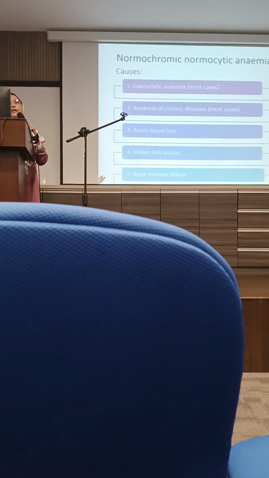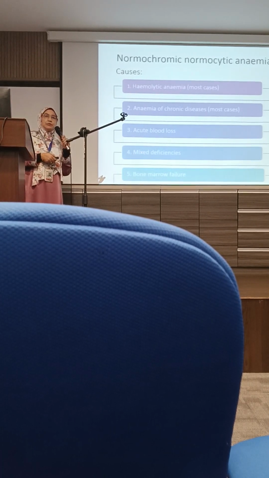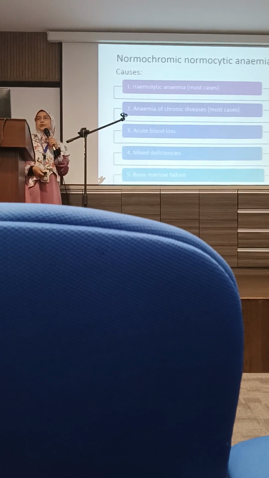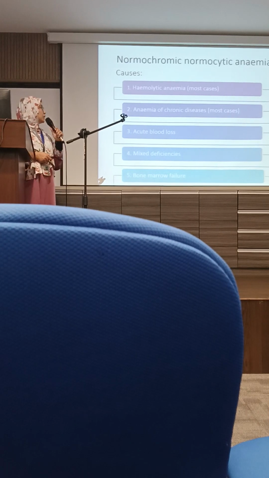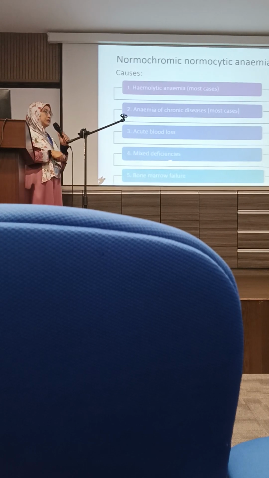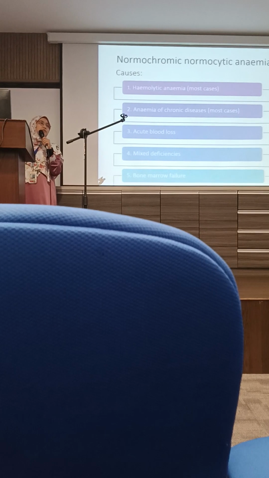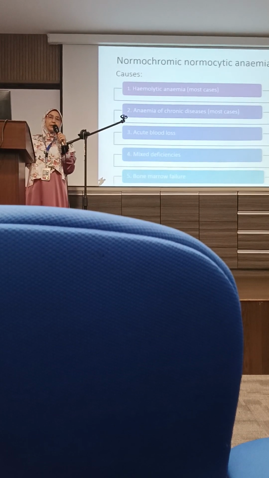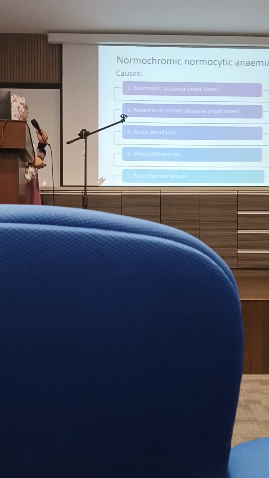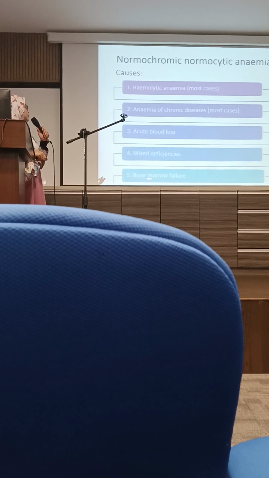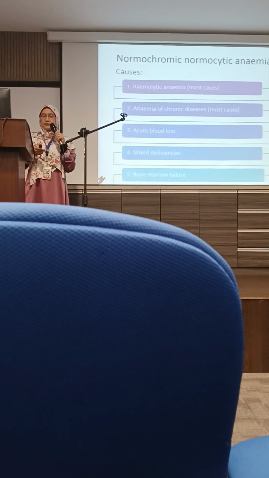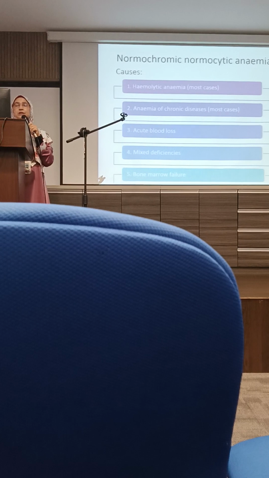And normochromic normocytic anemia can be caused by hemolytic anemia. Most of the cases are normochromic normocytic. Anemia of chronic disease, as I mentioned just now. Acute blood loss. Mixed deficiencies, that means a patient may have iron deficiency and folate deficiency, so it becomes normochromic and normocytic. The chrome is sometimes low, but the size is normal. And also bone marrow failure. You will learn about bone marrow failure later in your SLP.